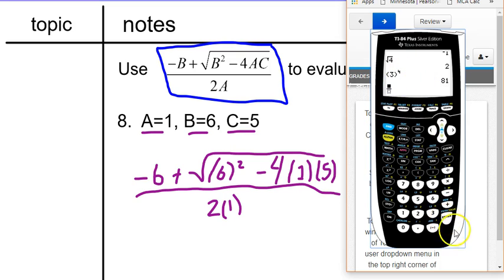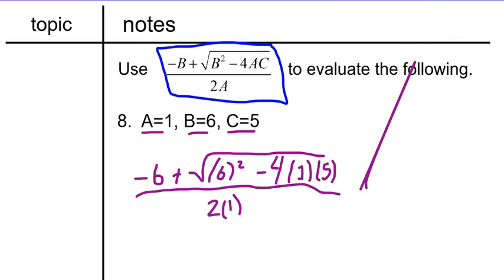So we put the fraction bar in there. We put the negative 6. Then we do plus. Then we get the square root. Remember, you press the blue button and then the x squared button. Parentheses. 6. Close the parentheses. Square that. Do not forget the square. Minus 4 times 1 times 5. That's it for the top. Go down to the bottom. 2 parentheses 1. Press enter. And our answer here is negative 1. So we can put equals negative 1 and circle it.